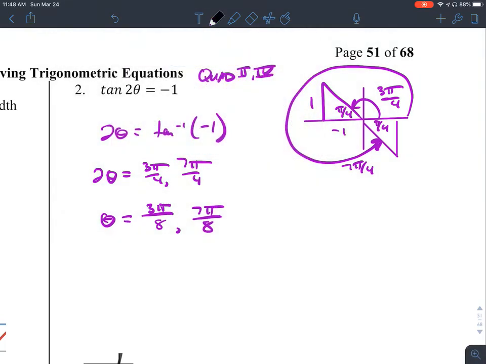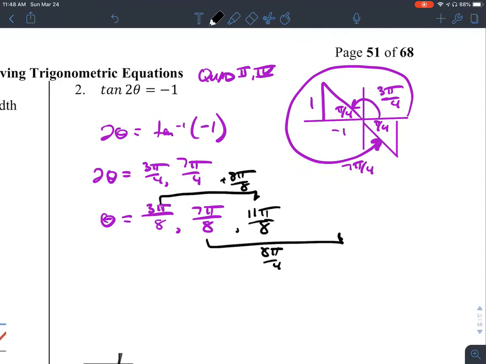Now how do we find our other two answers? Well, we take what we found and we add pi to each of those. Pi with a denominator of 8 is 8 pi over 8. So 3 pi over 8 plus 8 pi over 8 is 11 pi over 8. And 7 pi over 8 plus 8 pi over 8 is 15 pi over 8. And I said 8, here I wrote a 4. My apologies. Make sure that your answers all fall between 0 and 2 pi, and each of these do. So those are our answers for that.